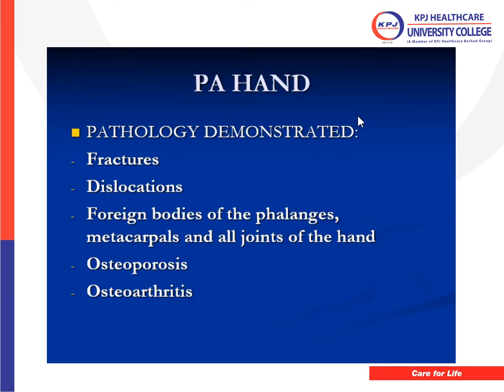Go straight away to the PA of hand, posterior anterior of the hand, pathology or indication. We can see here fractures, dislocations. There is a difference between fractures and dislocation, you have to note that. Foreign bodies of the phalanges, metacarpal, or other joints of the hand, osteoporosis as well as OA, osteoarthritis.